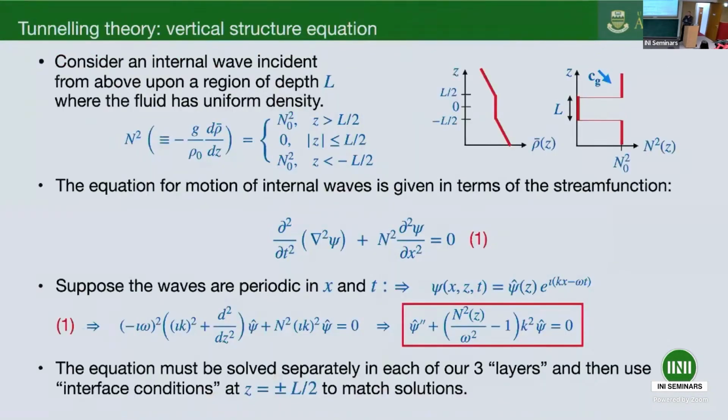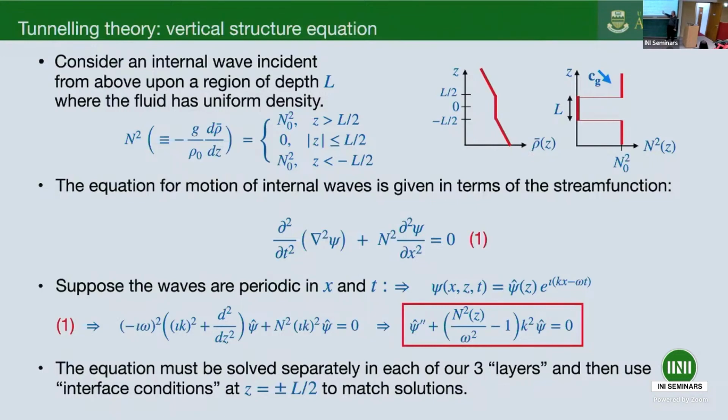Okay, so let's now get into the theory of predicting what is the transmission of these waves across that evanescent layer. And so again, now we're going to specify this N squared background profile constant, the same constant above and below, 0 in the middle. We have this equation, which I showed you before, which just comes from linear theory. But now we're just going to assume that we have periodicity in x and in t, but we don't know what's going on in z. So you plug this into that equation, and that gives you a vertical structure equation.